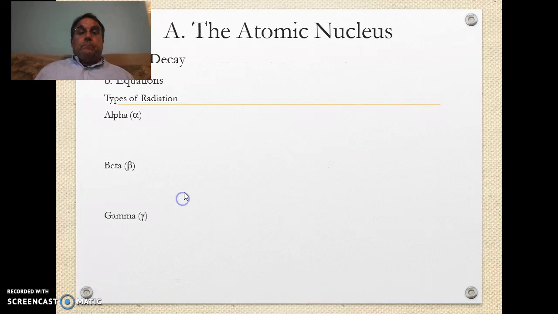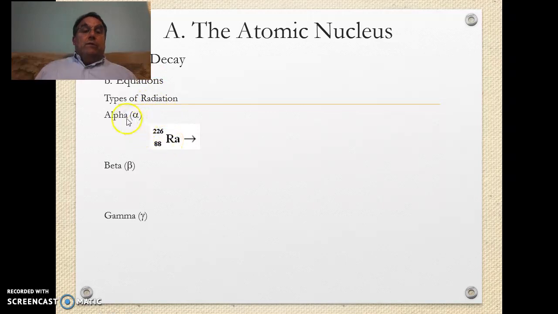Okay, so you might have to predict or write a radioactive equation, a nuclear decay equation. So I might say radium is a radioactive element. I'll give you the isotope, radium-226, and I might say it undergoes alpha decay, and then say write the nuclear decay equation for this isotope.